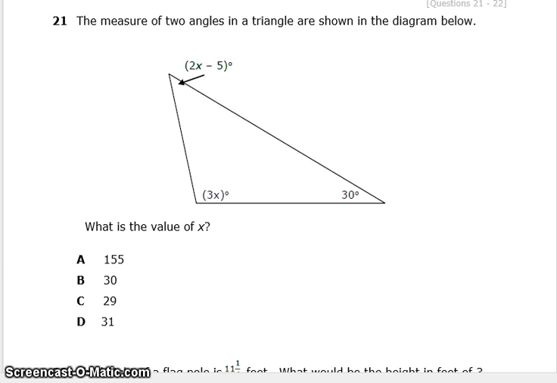Question 21. The measures of two angles in a triangle are shown in the diagram below. What is the value of x?